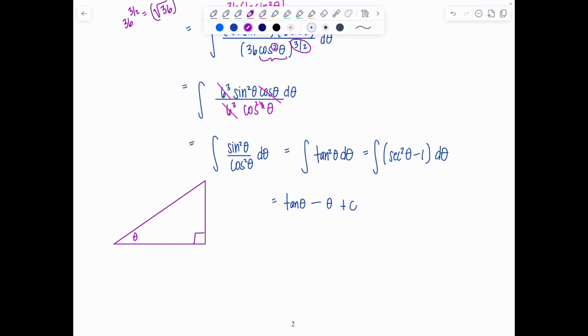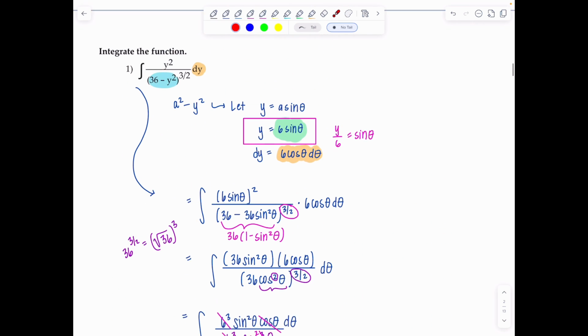And then make sure that sine of that angle, sine of theta, is equal to y over 6. So that's the ratio of the opposite side over the hypotenuse. Now the missing side here is square root of 36 minus y squared. And you should have seen that missing side appear somewhere in the original integral. We do: square root of 36 minus y squared.